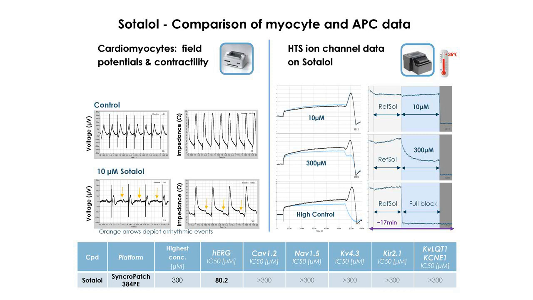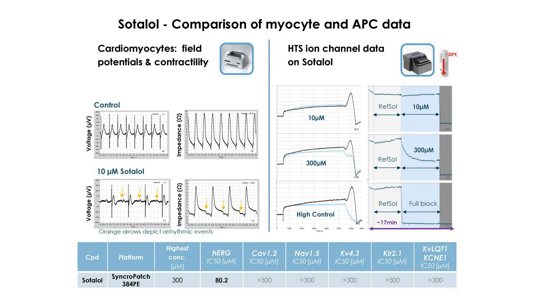Another example, this is Sotalol, so control, DFP and impedance traces. 10 micromolar Sotalol is inducing these rolling EADs. And when we look at some SyncroPatch recordings here, we see that 10 micromolar is not inhibiting hERG too much, whereas, for example, 300 micromolar is doing quite strong inhibition here. And the IC50 that was found was around 80.2 micromolar for hERG.